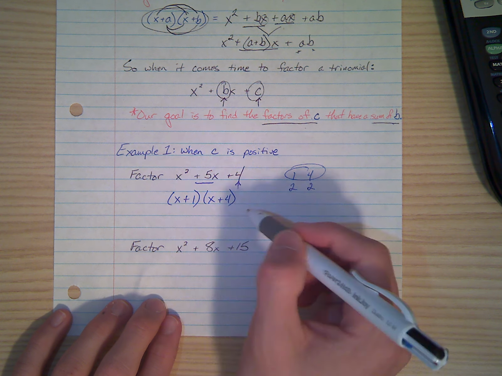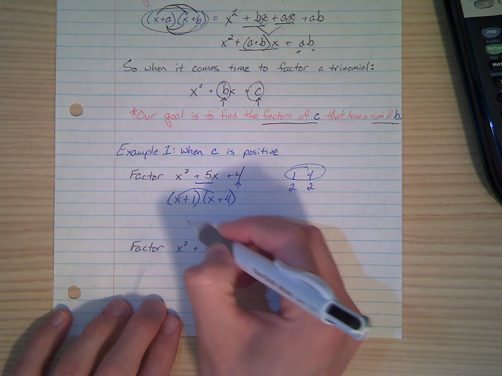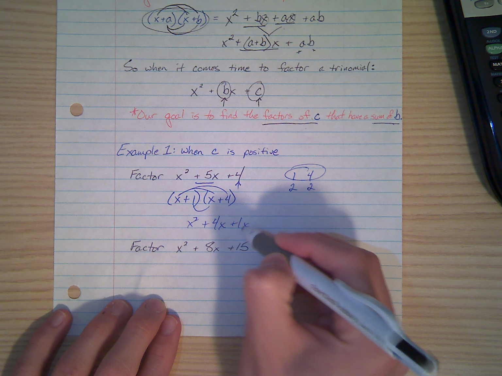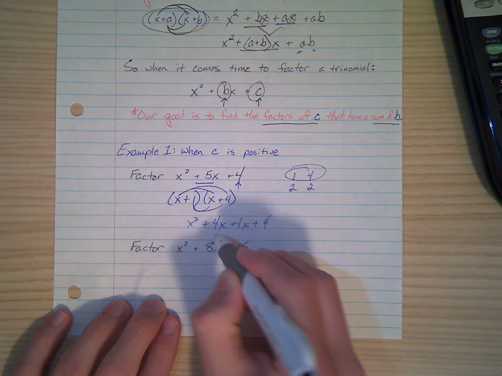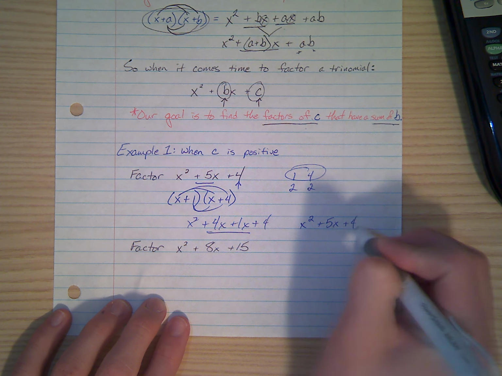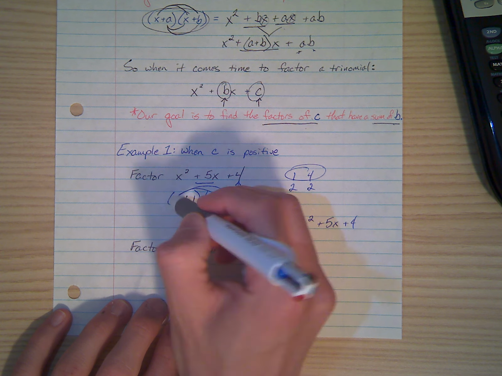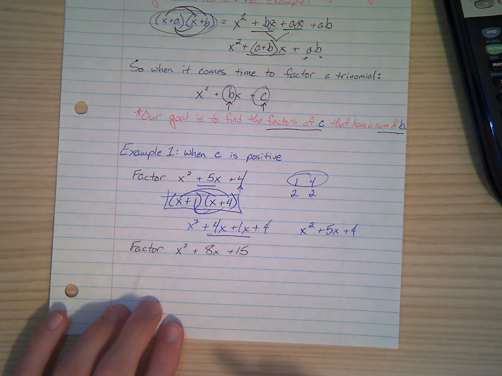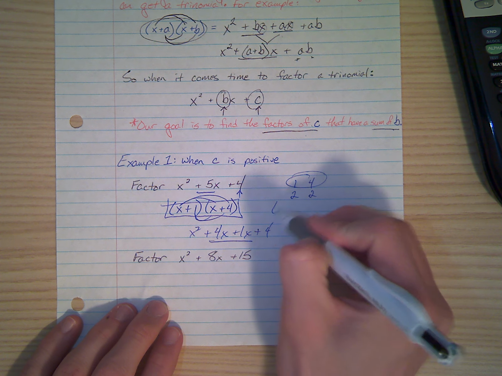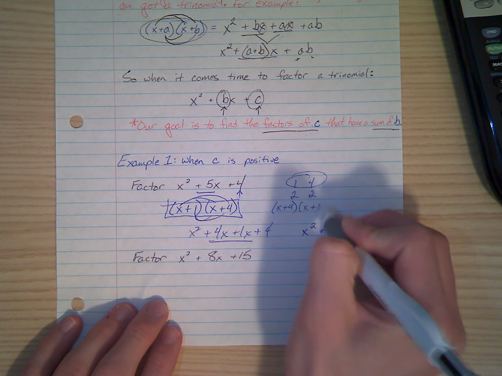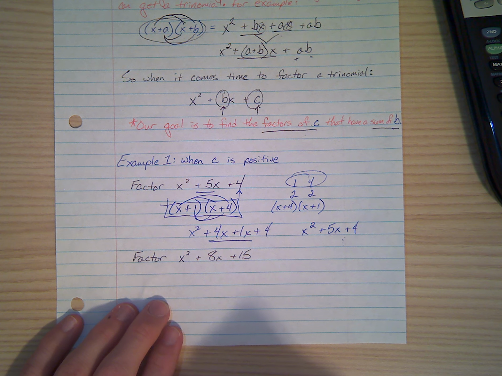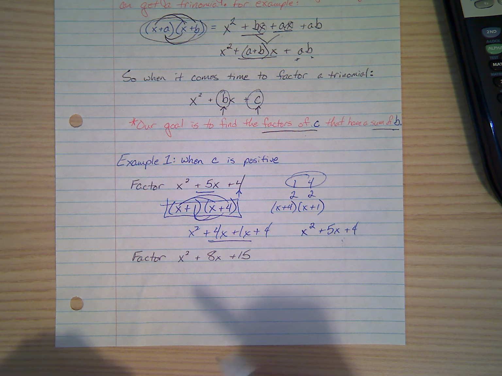You can check it by FOILing. x times x is x squared. x times 4 is 4x. 1 times x is 1x. And 1 times 4 is 4. When you combine these like terms, you have x squared plus 5x plus 4, which is what we started with. So this was our answer, x plus 1 and x plus 4. It doesn't matter if you wrote this as x plus 4 and then x plus 1, because you would still end up with this same trinomial if you FOILed it together.